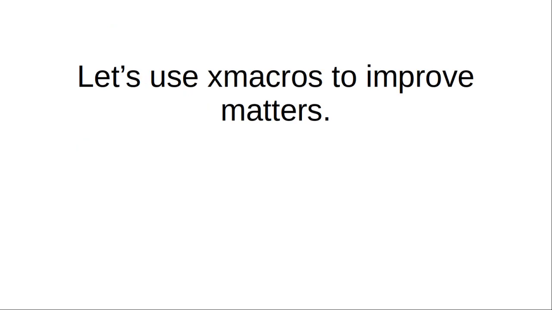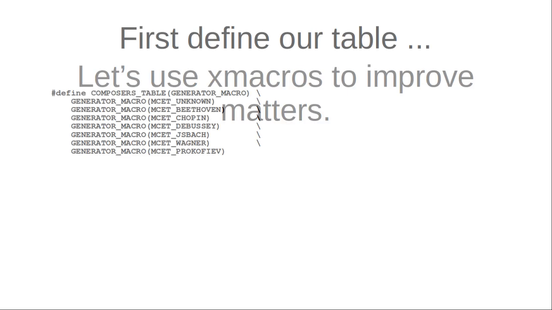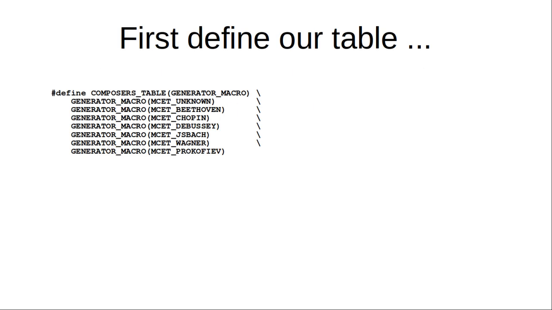Let's use cross macros to improve matters. First, we define our table, which encompasses all rows and their data columns. Here we've only got one column, the enumeration values themselves. We're going to use the preprocessor to generate the string representation of the enum values. Note that there's no need for a max length row on the end of the table. We will use cross macros to automatically generate that for us outside of the enum itself.